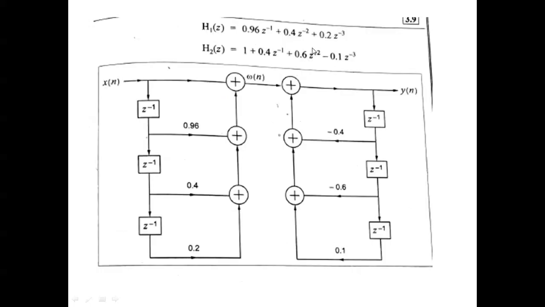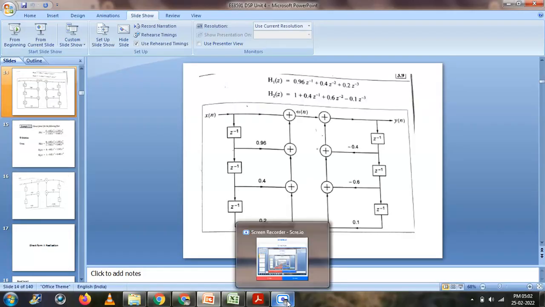The numerator value is put on the input side: one delay, two delay, and three delay, with 0.2. The denominator value is put on the output side. The 1 is already there, so you can write it here or not; it's not a problem. Then 0.4, minus 0.6, and then 0.1. So this is the direct form 1 realization example. Thank you.